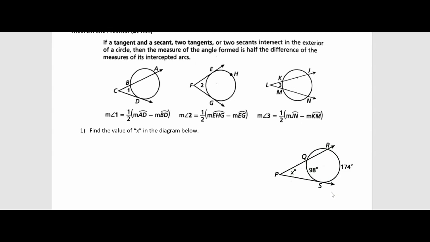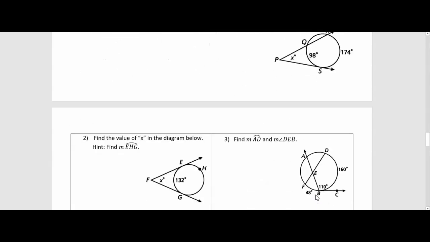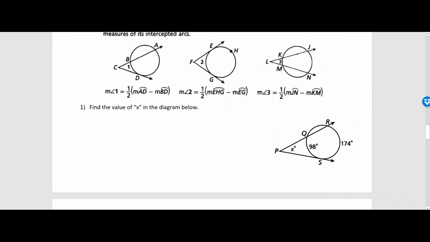And again, you'll notice there's some 1/2s here again. So if a tangent and a secant, two tangents or two secants intersect in the exterior of a circle, then the measure of the angle formed is half the difference of the measures of the intercepted arcs. If the vertex is inside the circle, well, then the measure of the angle is 1/2 the sum of the intercepted arcs, the opposite intercepted arcs. Here it's 1/2 the difference. So let's actually apply this to problem number 1. I think it'll make more sense if you see it in action.